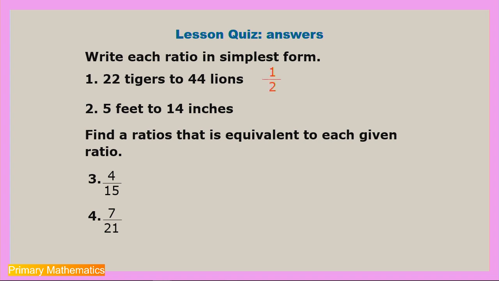Okay, write the ratio in its simplest form. 22 tigers to 44 lions. A ratio for that, in its simplest form, is a half, or you can write it any of the other ways that we looked at earlier on. 5 feet to 14 inches. Okay, 30 to 7, very good. And that is in its simplest form, because the highest common factor there would be 1 for both numbers.